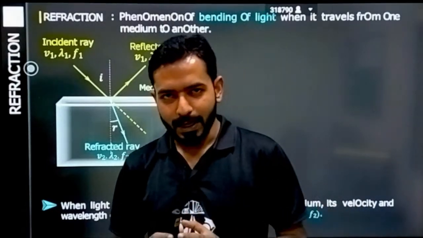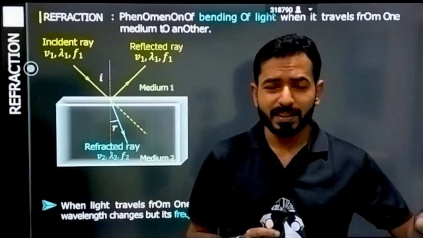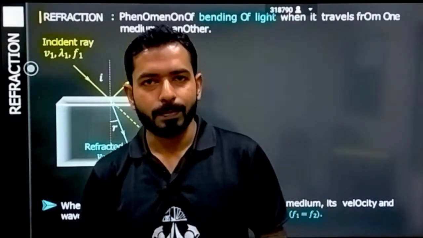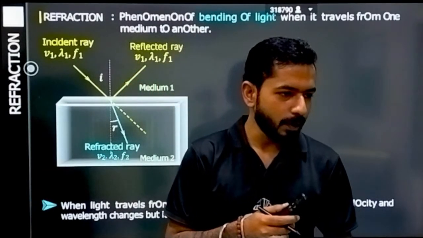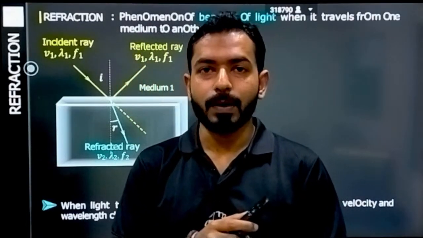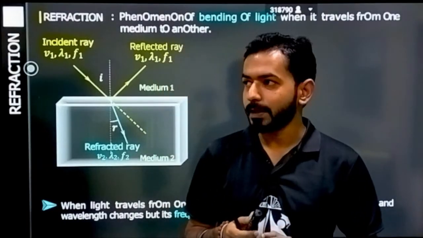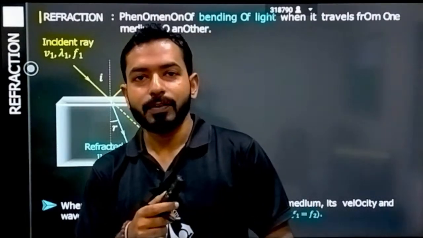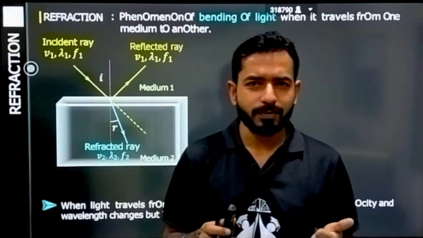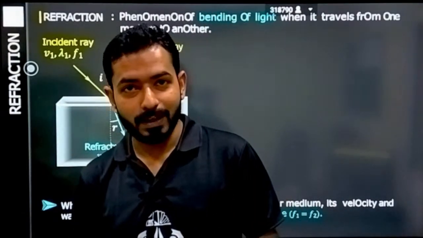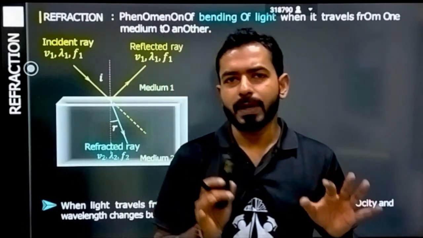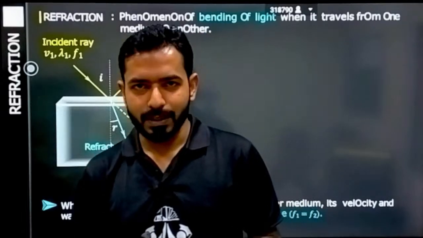So in today's lecture, we have completed the reflection portion. We have seen in the first part of this ray optics reflection from plane mirror. Then in the second lecture, we have seen reflection from spherical surfaces. In spherical surfaces, we have seen two cases: one was concave mirror, one was convex mirror. Magnification, mirror formula, all these derivations we have seen in the last class.